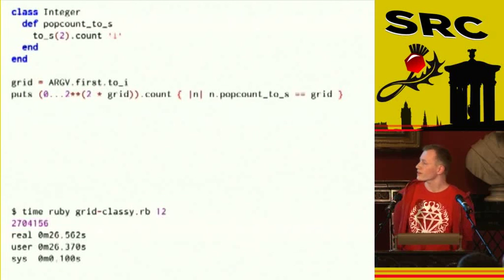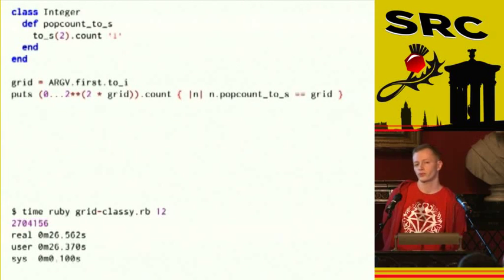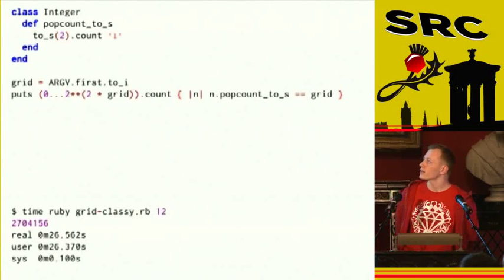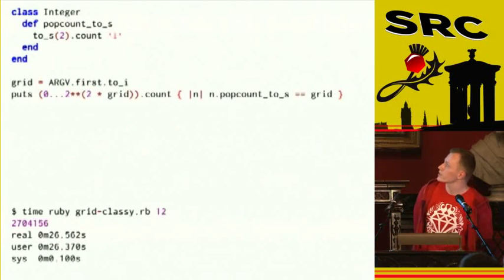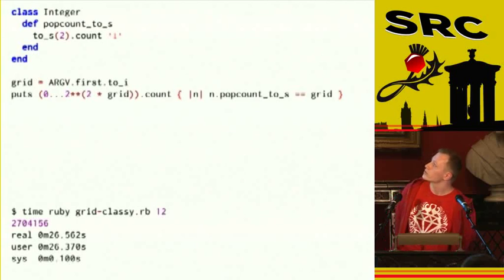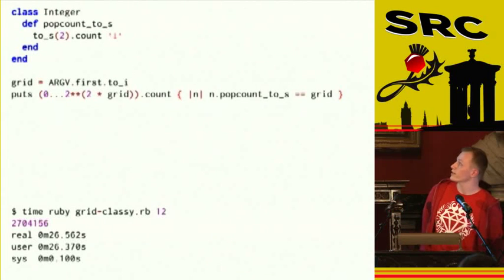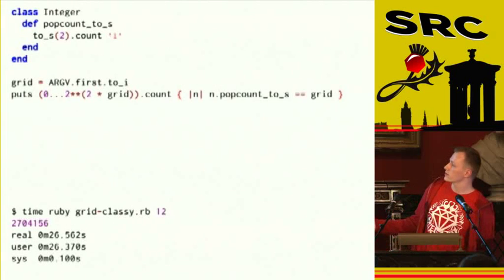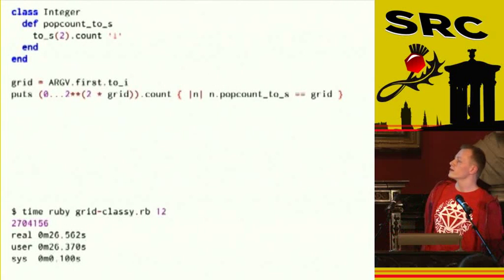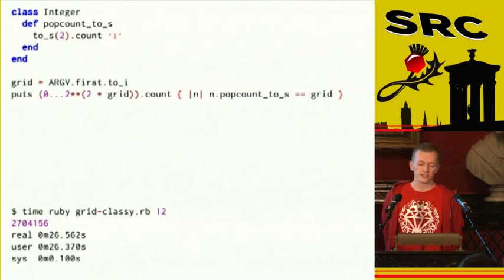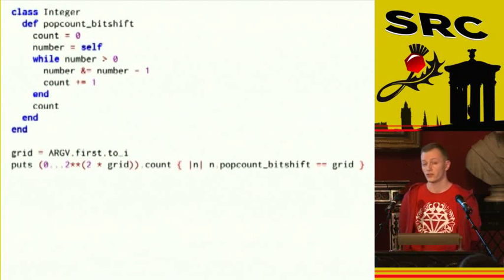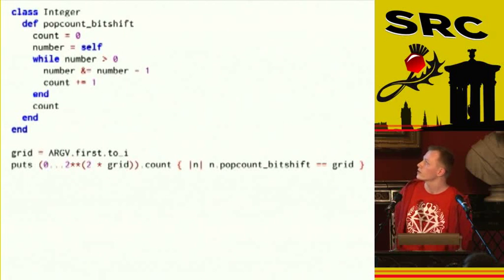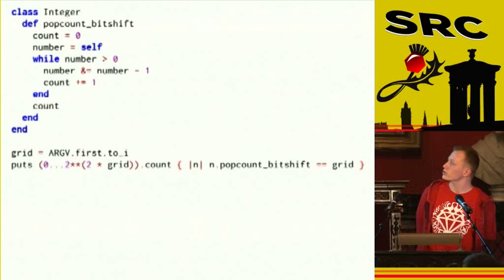So if we read about what we are trying to do, it is population count, counting the number of ones in a given integer. And our implementation of population count was just to_s the number and count the number of ones. And if we run it, we get, as I said, under half a minute. But there is a way that is a bit more proper to implement a population count. This is bit shifting. You don't have to read very much into it.